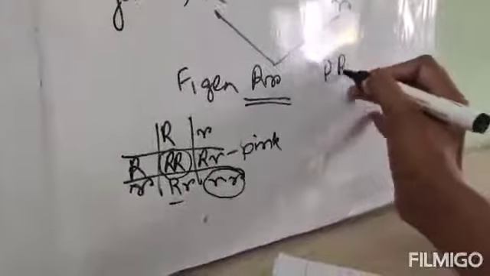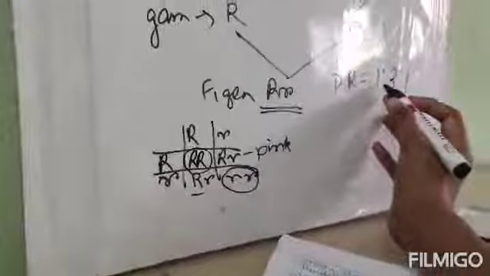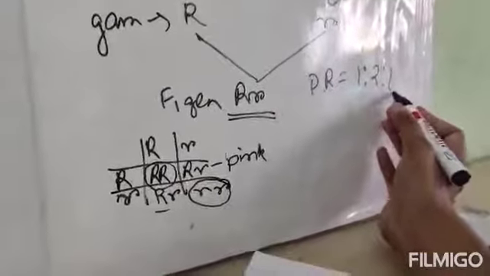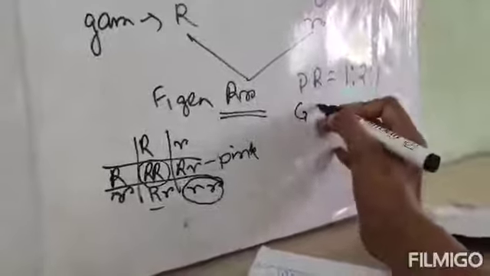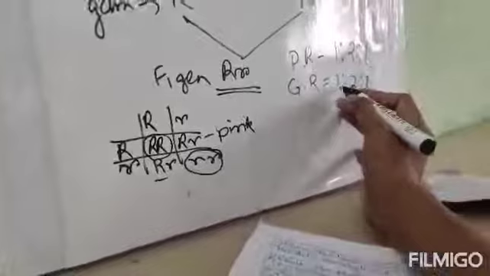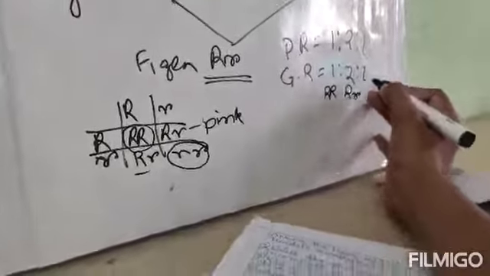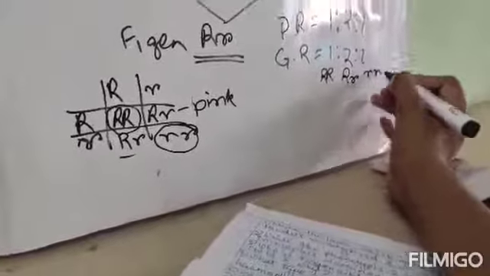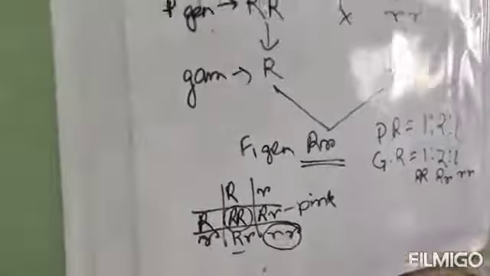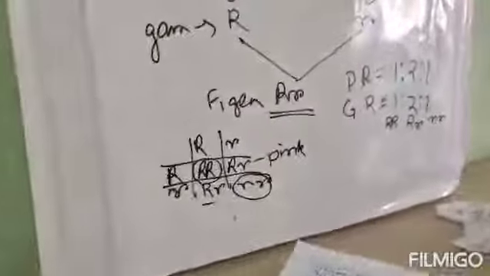So over here the phenotypic ratio is 1:2:1. Why? 1 for 1 red, 2 for 2 pink, and this 1 for 1 pure white. And here the genotypic ratio is also 1:2:1. Why? 1 for capital R capital R, 2 for capital R small r, and this 1 for small r small r. So phenotypic ratio and genotypic ratio, this entire cross you have to show.